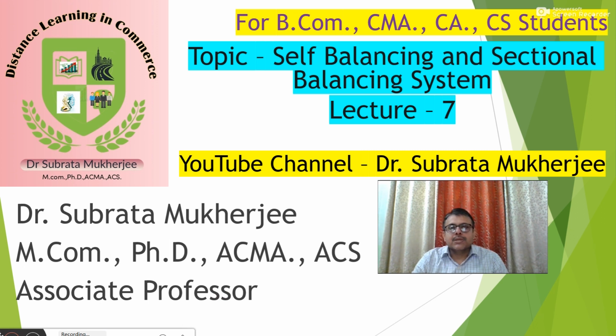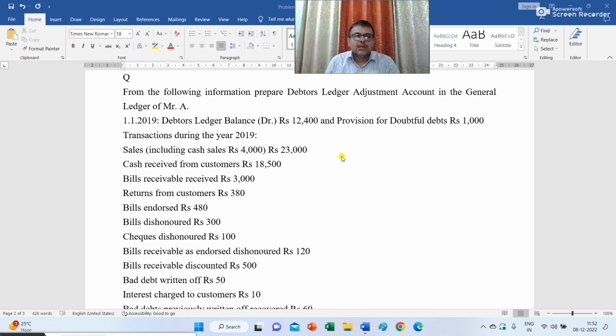Today I am going to discuss another problem on self-balancing and sectional balancing system. This is lecture number 7 and you can find the other lectures on the chapter in the playlist section of the channel. From the following information, prepare debtors ledger adjustment account in the general ledger of Mr. A. On 1st January 2019, debtors ledger balance debit 12,400 and provision for doubtful debts rupees 1,000.